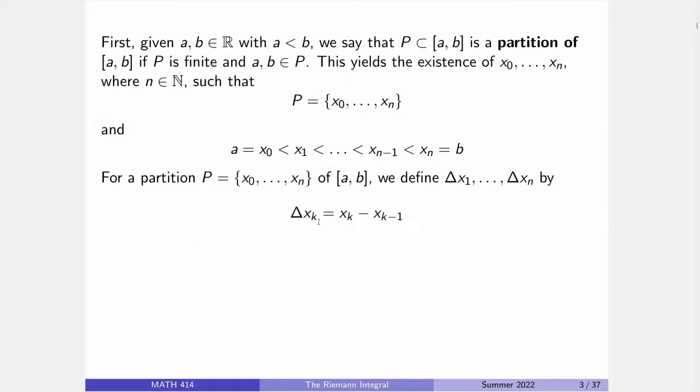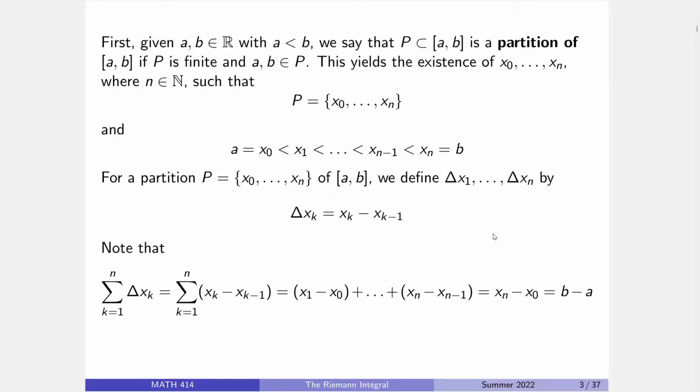Okay, and note that there are n of them because I have n plus 1 points. Right, you have n plus 1 points, and if you cut a thing into n plus 1 pieces, there are n sub-pieces. All right. Now, again, note this is strictly positive.